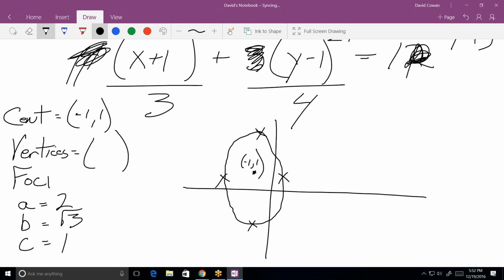What's the coordinate on the top major vertice? -1, comma 3. Good. And the bottom vertice? -1, comma -1. And the right vertice? Minor vertice. Yeah. 0, comma 1. You're getting this down good. And the left vertice? -2, comma 1.